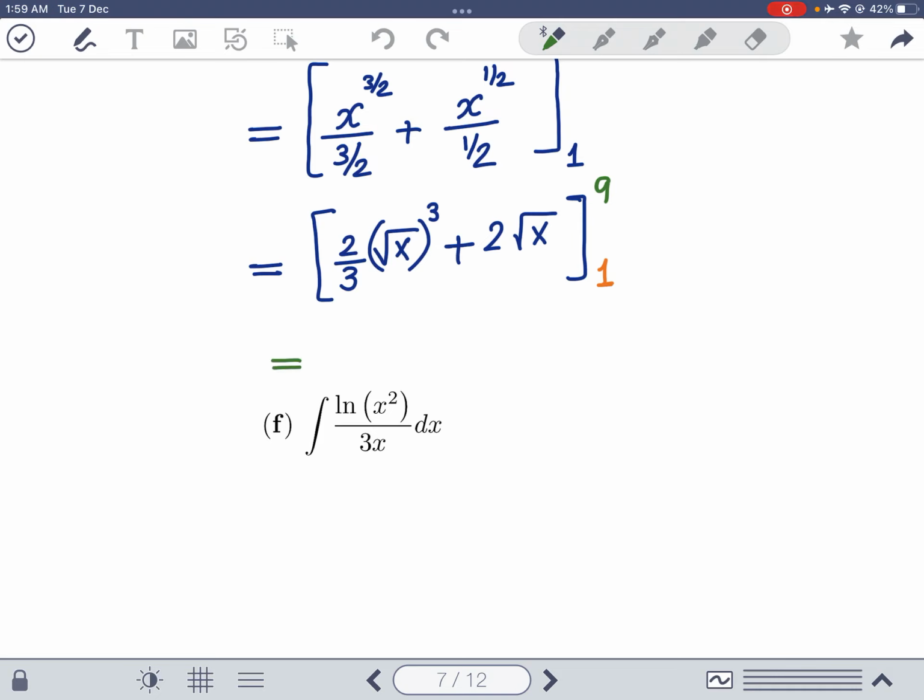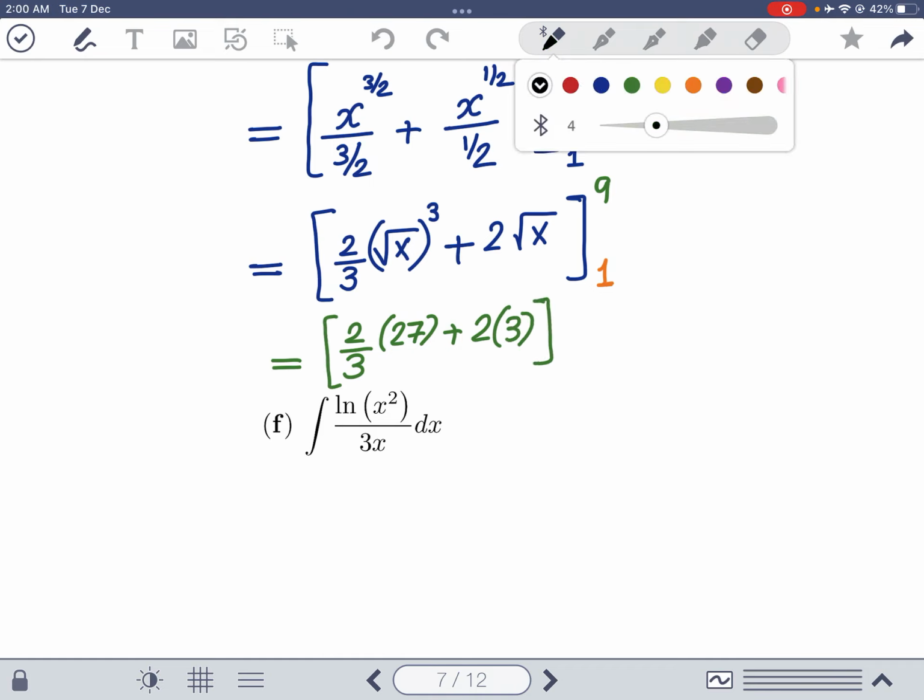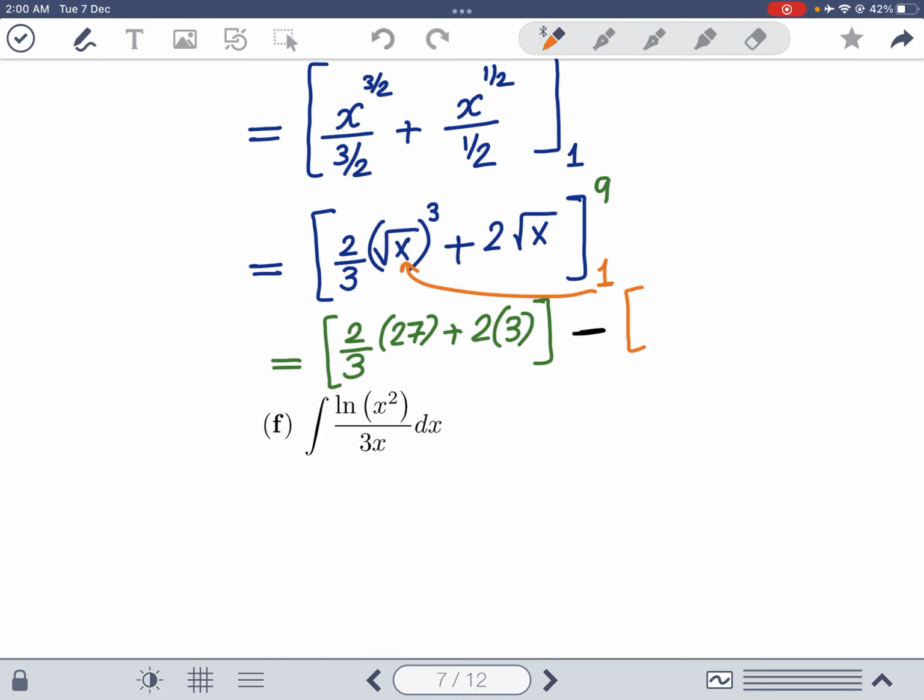Okay, so this is equal to 2 over 3 radical 9. You know, radical 9 is 3, we know already, and 3 cubed is 27, plus 2 radical 9, which is 3. So I put them here, and then you have minus, and now you substitute 1. So you put 1 first here, then here. Okay, so you have 2 over 3, 1 cubed is 1, plus 2 radical 1 is 2, because radical 1 is 1. And now you just have to evaluate this.